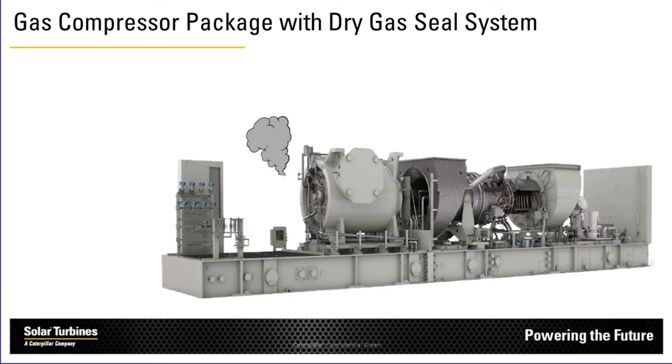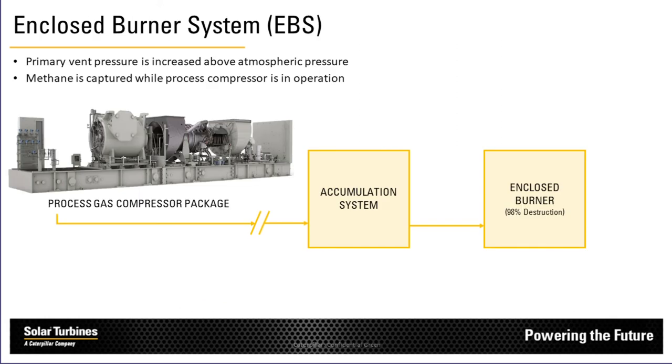So Solar Instruments' first product in this area was more of an enclosed burner design, where we destructively burnt the methane out of the primary vents, and we used an accumulation system to be the buffer between the compressor dry seals and the burning system. We have an installation of this design in the field, and it was a really good way of understanding the system.